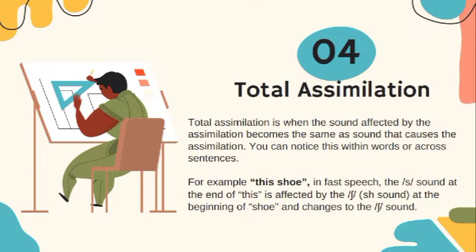For example, let's take the phrase, this shoe. In fast speech, the S sound at the end of "this" is affected by the SH sound at the beginning of "shoe" and changes the S to the SH sound. This shoe in fast speech becomes "thish shoe".